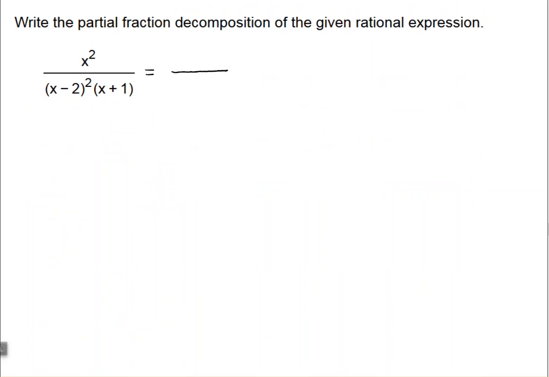I'm going to look at my x minus 2 to the second first and write a over x minus 2 to the first plus b over x minus 2 to the second. And then my other factor is x plus 1, so plus c over x plus 1. All right, so now this is set up to go ahead and start solving. So let's multiply both sides by the least common denominator, which again should be the same as my denominator on the left-hand side of the equal sign, my original expression.